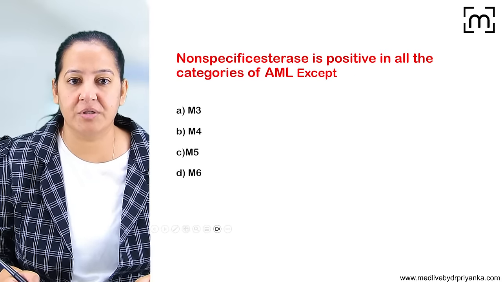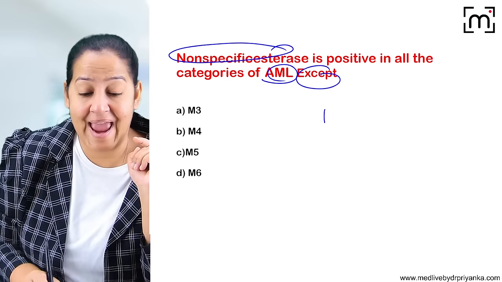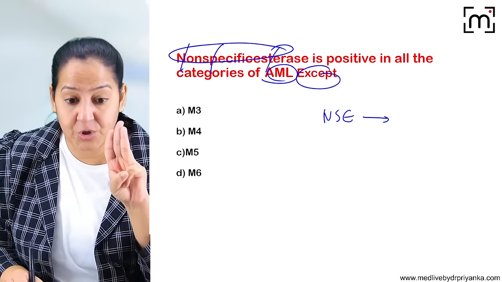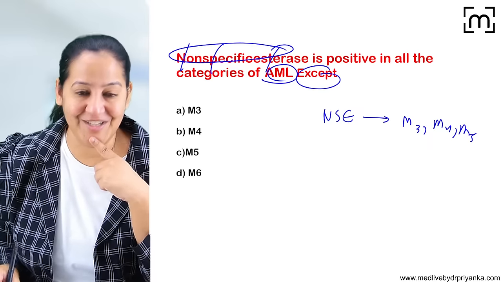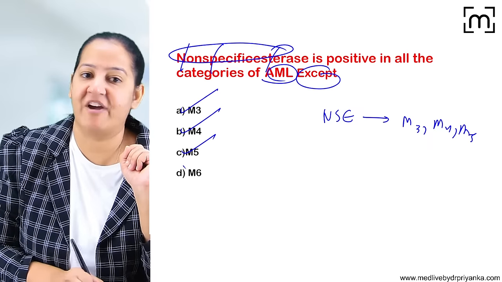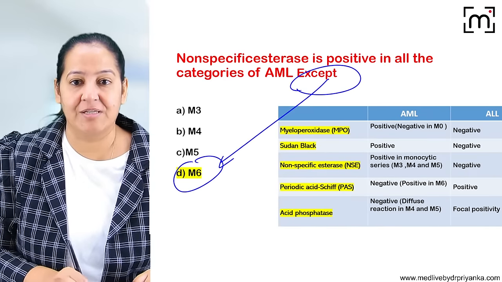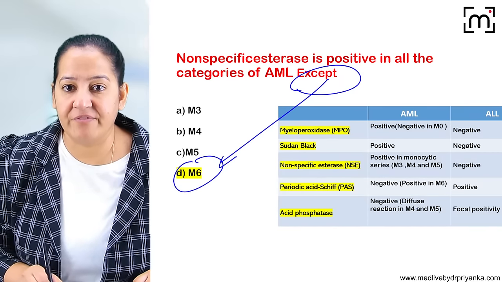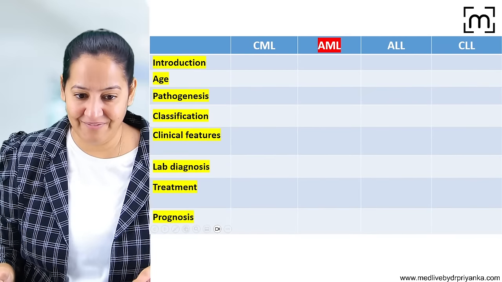Non-specific esterase is positive in all AML except which? Non-specific esterase, NSE, is positive only in three AMLs. Which three? M3, M4 and M5. I told you it is positive in M3, M4, M5, but not in M6. So the correct answer is M6 because they are asking except. Got it? So it is positive in M3, M4, M5, but not in M6. Okay, we are done with that.